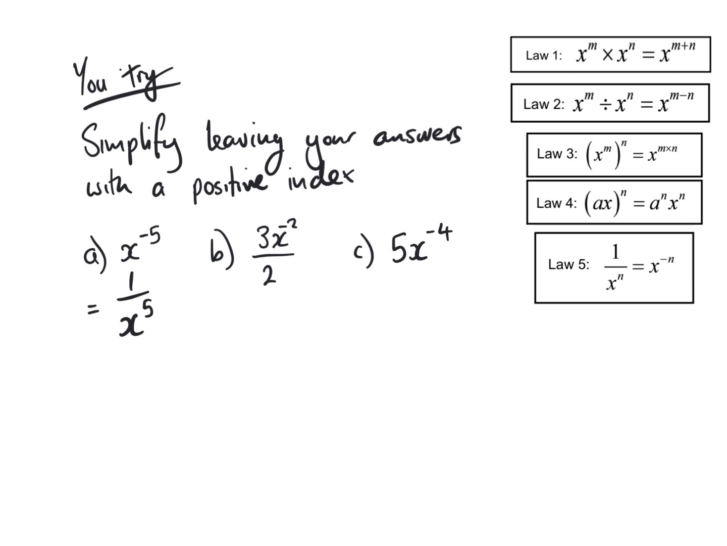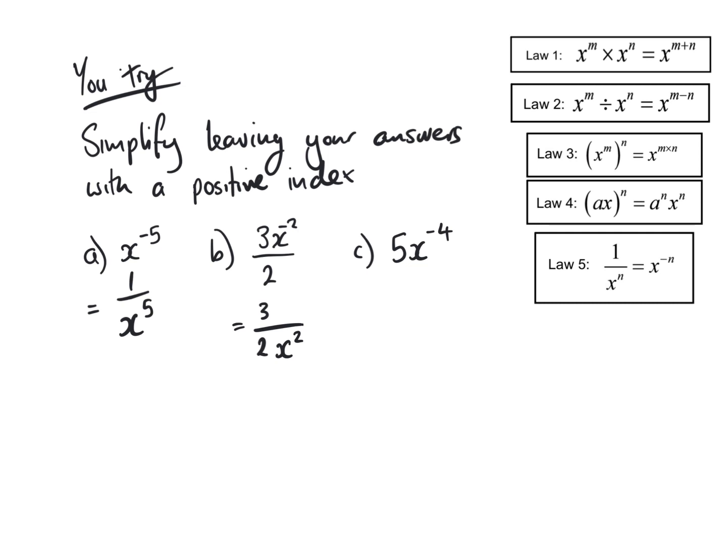In example B here, the 3 and the 2 are not going to move. The only thing that's got the negative power acting on it is just the x. That negative 2 has got nothing to do with this 3. So what we can do is we can take this x to the negative 2 here, and we can shift it to the bottom of the fraction and make that x to the positive 2. So as I said, the 3 and the 2, they're not actually part of the change we're going to make here. So that x is going to go to the bottom and become the power of positive 2.